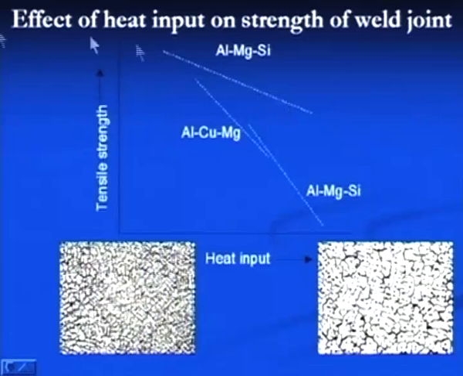Low heat input leads to a very fine grain structure in the weld metal compared to the weld joints produced using high heat input. Here in this microstructure we can see that the alpha aluminum, light-etched white grains, are very coarse compared to the case when the weld joint is produced using low heat input. And this microstructural difference is attributed to the reduction in the tensile strength with increase in heat input of the aluminum alloys. A similar reduction in the strength of the weld joint of steels and other metals is also noticed.